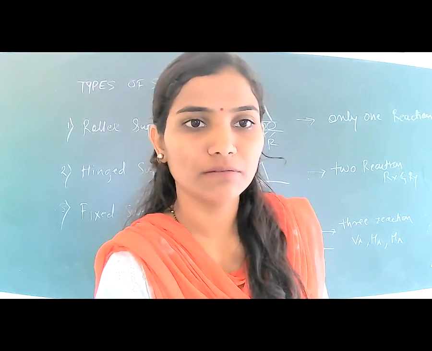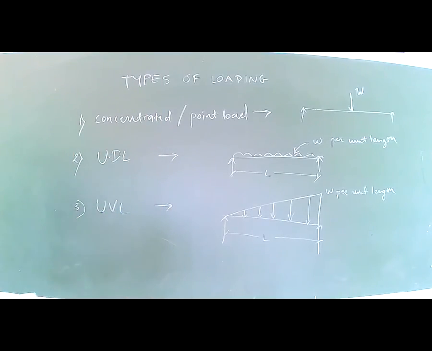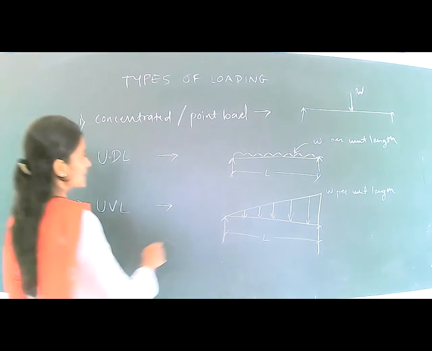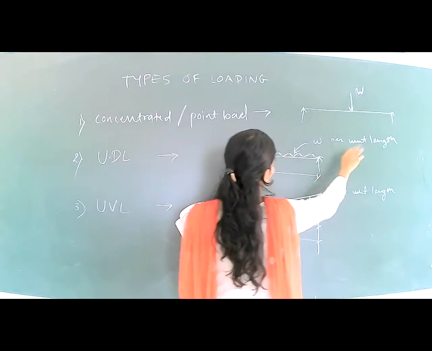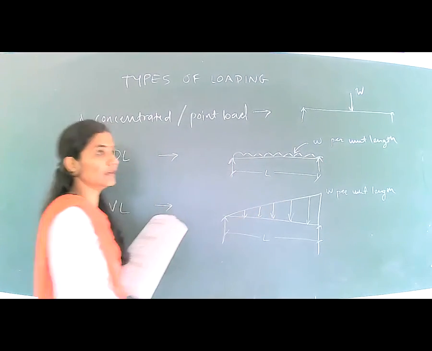Now we have to see types of loading. These are the three types of loading. First one is the concentrated or point load. You can see in the figure that a load which acts at a point is called a point load or a concentrated load. Second is the UDL, that is uniformly distributed load. A load which is uniformly spread over the beam is called a UDL. This is the load per unit length, and the length is capital L.